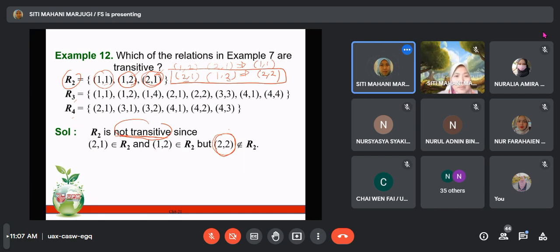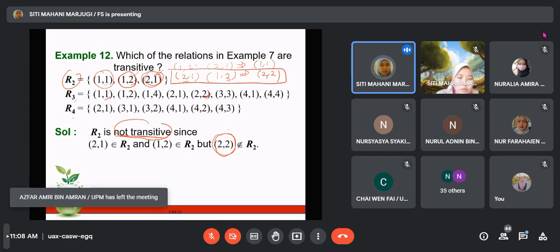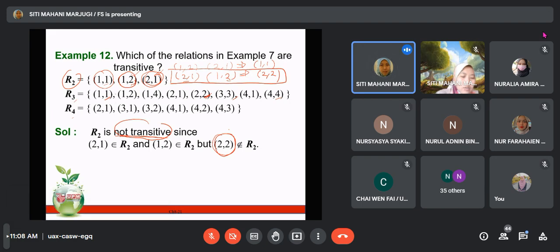Okay, any question? Is it clear? Clear, Doctor. Okay, so we go further to R3, relation 3. Look at this one. For relation 3, I give you one minute: do you think R3 is reflexive or not? Here we have (1, 1), (2, 2), (3, 3) and (4, 4), so it is reflexive.